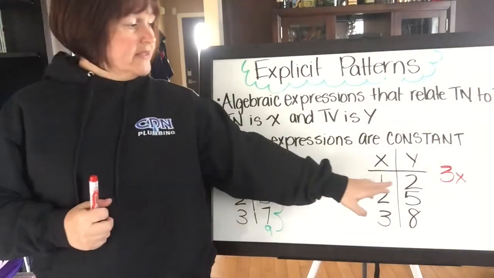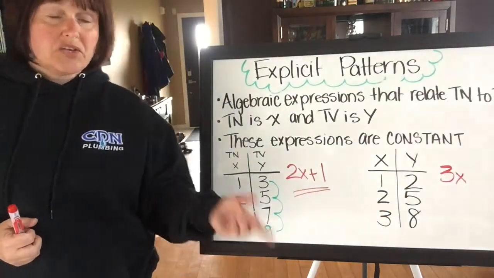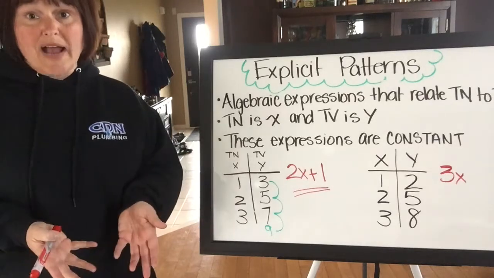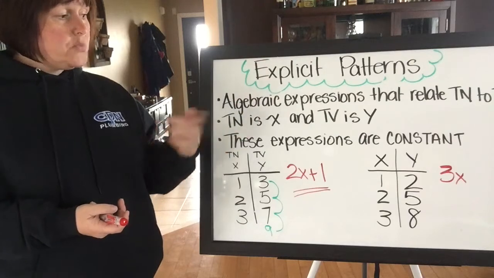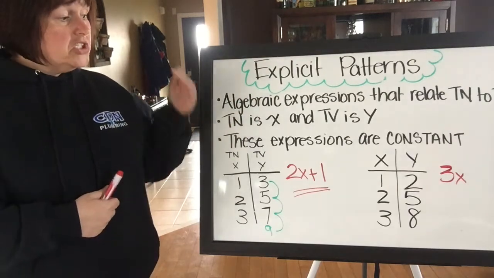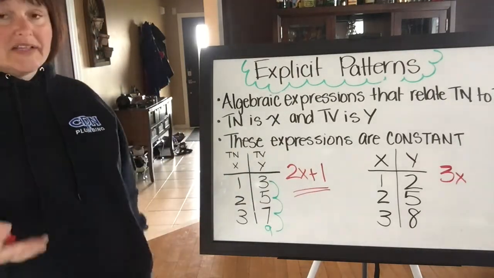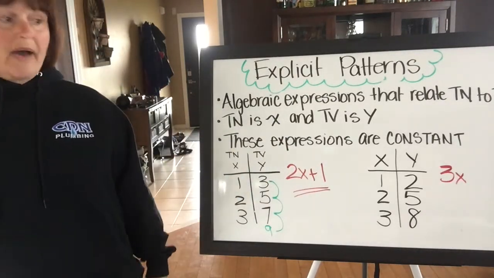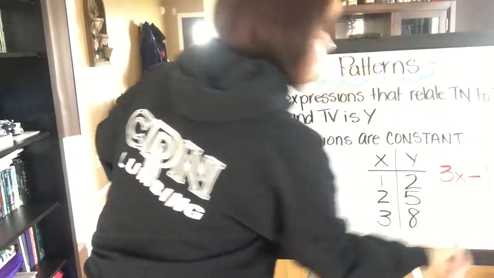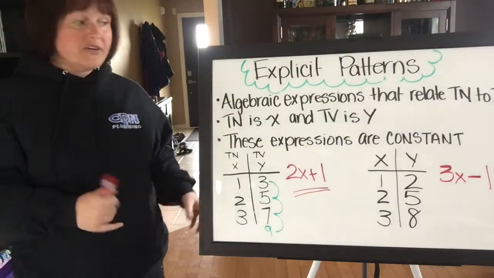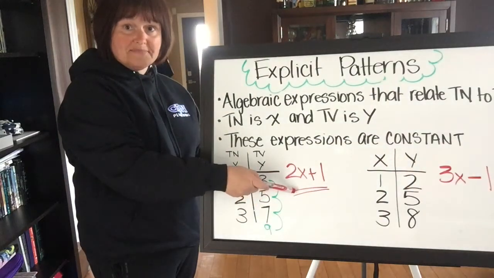Because if I go 1 times 3, which is x times 3, it doesn't equal 2. So what do I have to do? Let's start off with subtraction. So 3 times x is 3 times 1, minus 1 gives me 2. That's good. 2 times 3 is 6, minus 1 gives me 5. That works too. Let's see. 3 times 3 is 9, minus 1 is 8. So that seems to work. So that is 3x minus 1 is our pattern for the second one. These are explicit pattern rules.